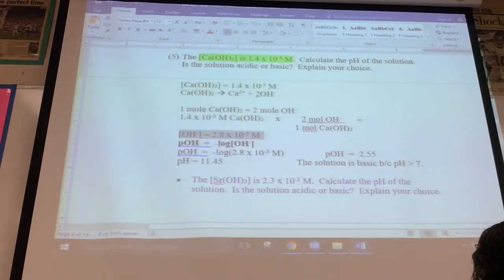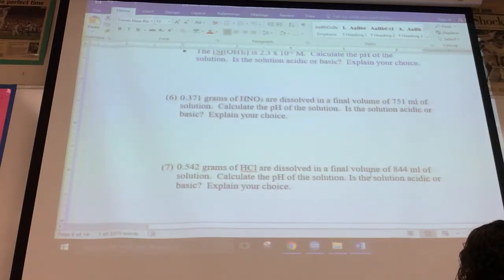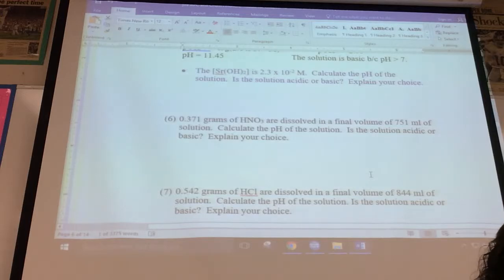pOH is negative log of it, so it's going to be 2 point something, 2.55, again with the sig figs. Don't forget, pOH and pH sig figs start after the decimal point. 2 sig figs to match the 2 sig figs you were given. pH is equal to 14 minus the pOH, and you get 11.45, a basic solution since the pH is greater than 7. In purple is a very similar problem I'd like to walk through with you so you can see exactly how to determine the pH of a strong group 2 hydroxide.